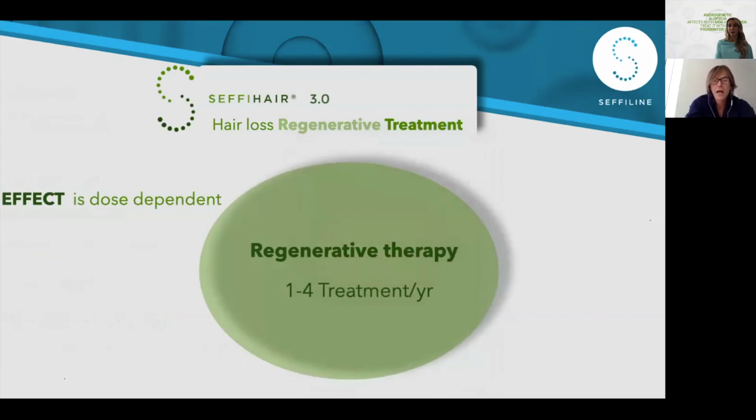Of course, the number of treatments during the year depends on the condition of the alopecia, but at least it is 1 treatment, and not more than 4 treatments per year.